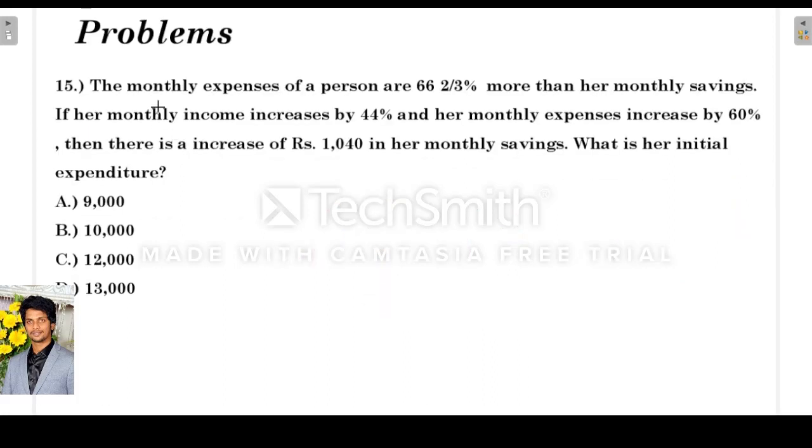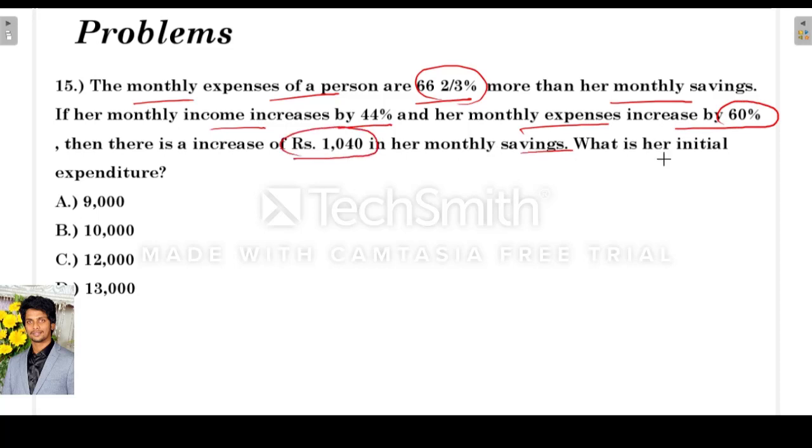Okay. Next question is, the monthly expenses of a person are 66 2/3% more than her monthly savings. If her monthly income increases by 44% and her monthly expenses increase by 60%, then there is an increase of 1040 in her savings. So what is her initial expenditure? So the concept in this is income is equal to expenditure plus savings. So this is the basic formula or concept, whatever you can say.